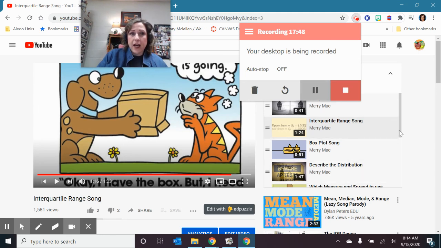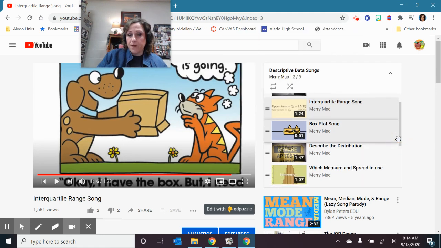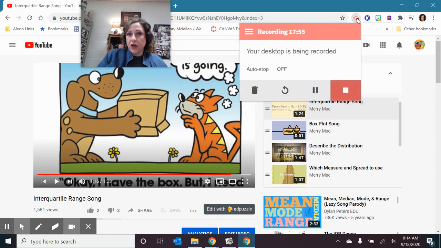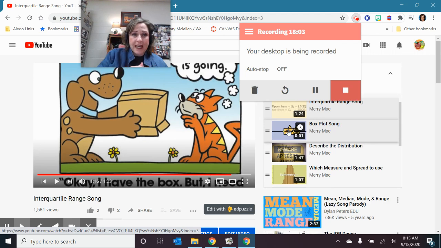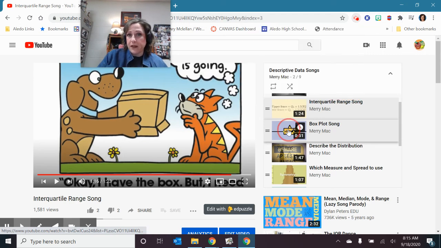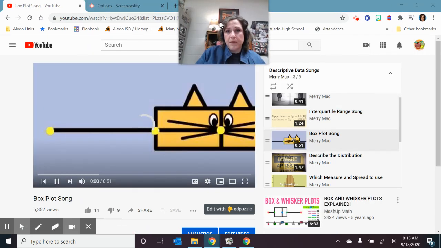Okay, I hope you've been able to hear the songs as we were playing them, because this box plot song is going to help you know the order in which you take care of items to be able to graph them. So here comes the box plot song.